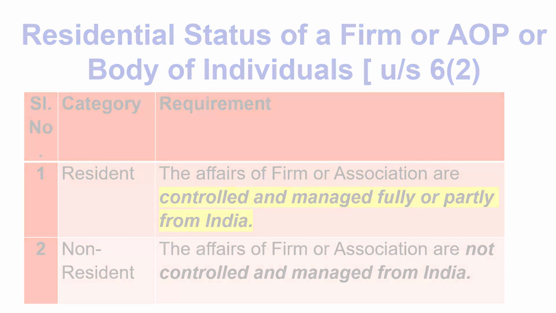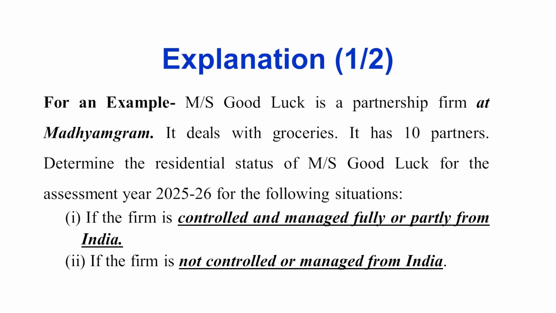Now, let's see an example. Here, Messrs. Good Luck is a partnership firm at Madhyamgram. It deals with groceries. It has 10 partners. Now, we need to determine the residential status of Messrs. Good Luck for the assessment year 2025-26 for the following situations. Situation 1, if the firm is controlled and managed fully or partly from India. Situation 2, if the firm is not controlled and managed from India.